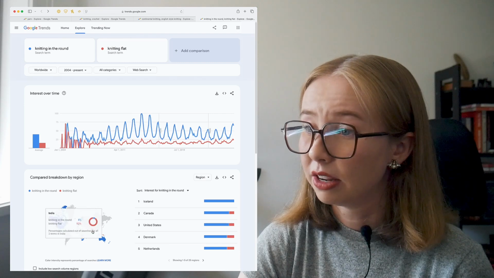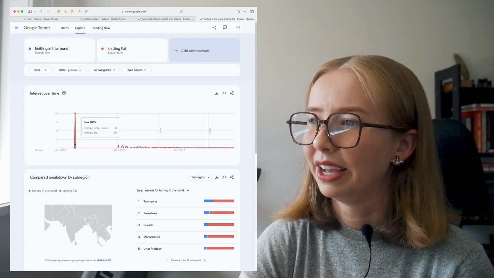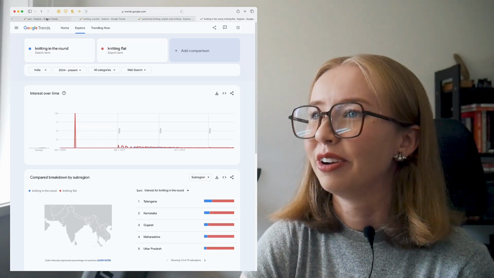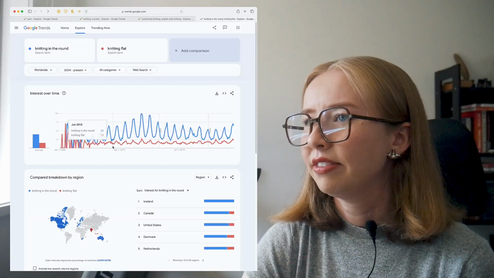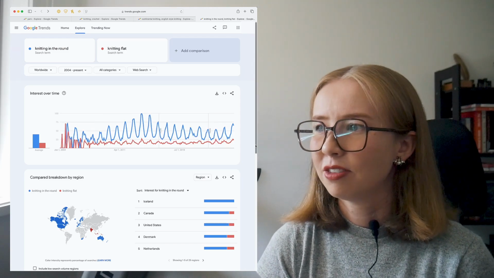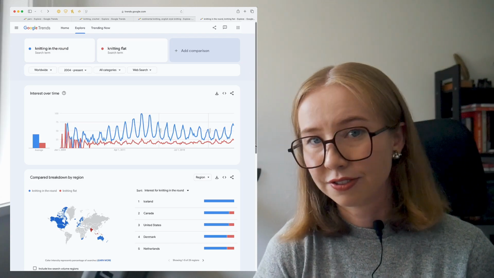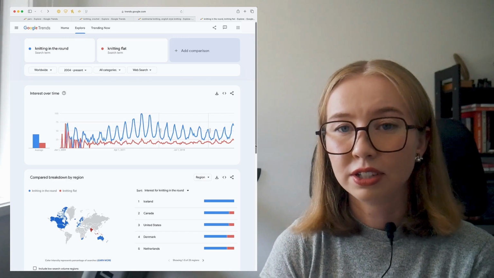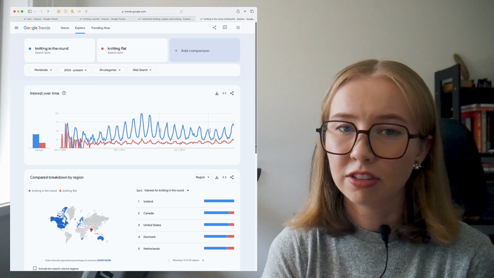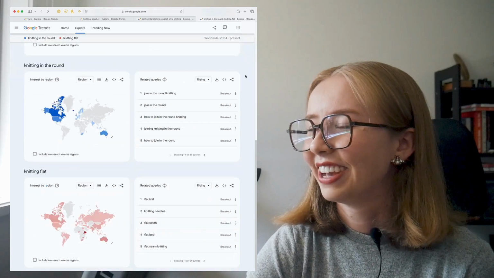A country that's popping up in terms of knitting flat is India. And it looks like there is a massive spike in November 2005 for knitting flat in India. So I think that's throwing our results off. So I think it's safe to say that more people are searching Google for knitting in the round. I'd suggest that this is probably because it's a little bit unfamiliar to some people. Knitting flat kind of feels like the default, especially for older knitters who are maybe learning some new techniques now. They're probably searching the internet for knitting in the round to find out what that's about and whether they need new tools for it.